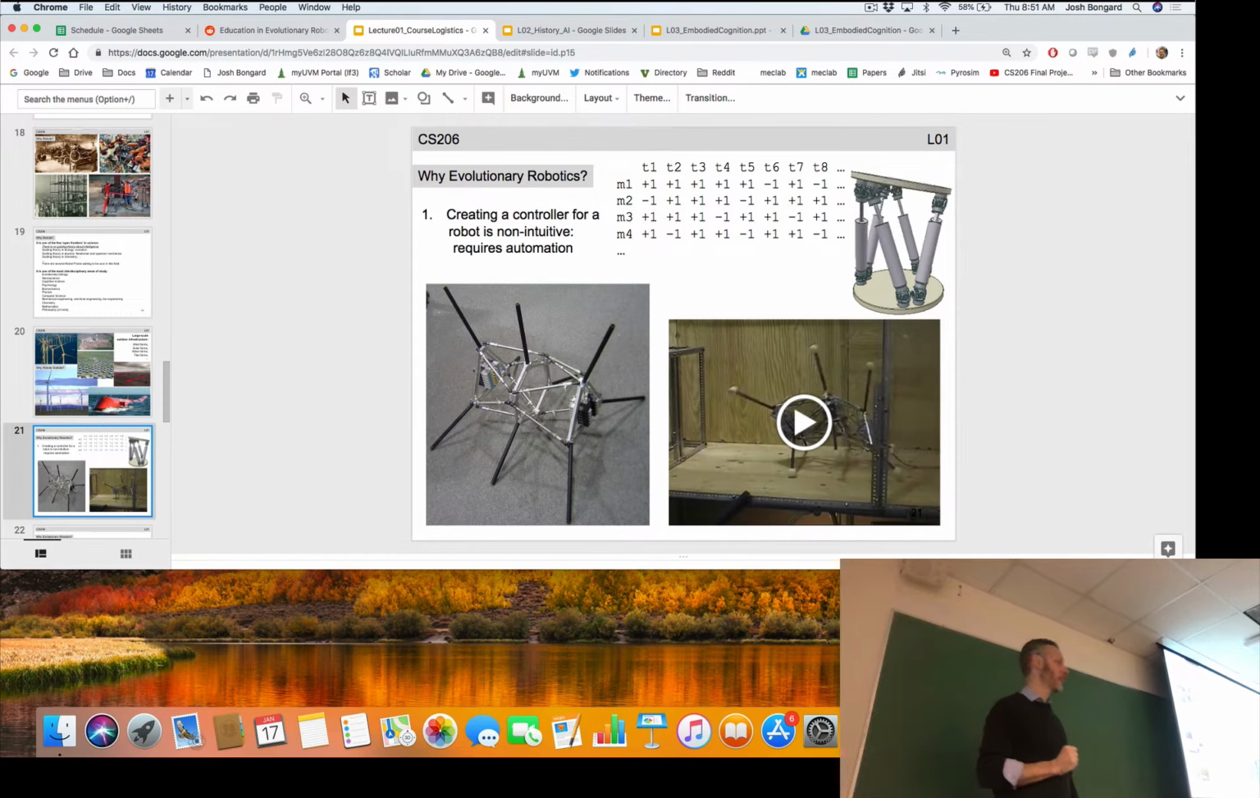All good? Here's our nonaped down here. Let's assume this is the front and this is the back, and we want the nonaped to move forward as quickly as possible. Go.